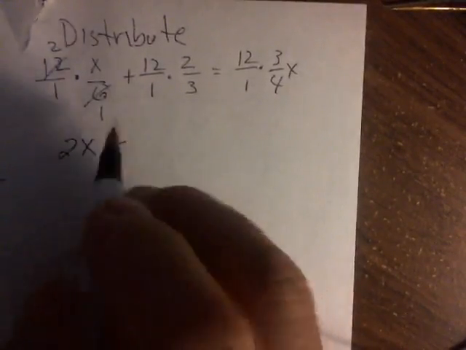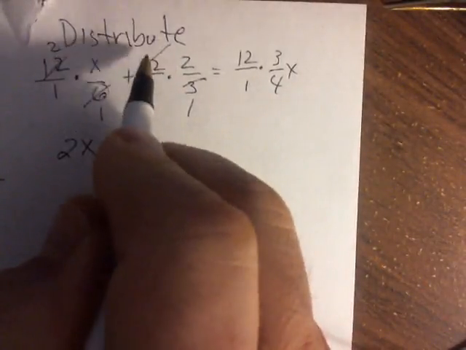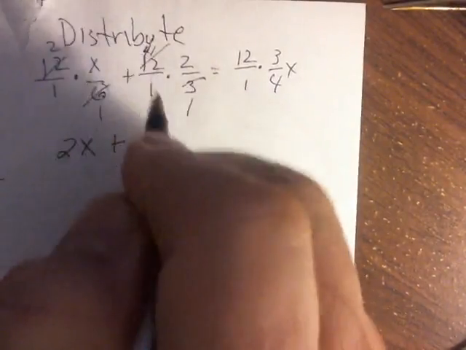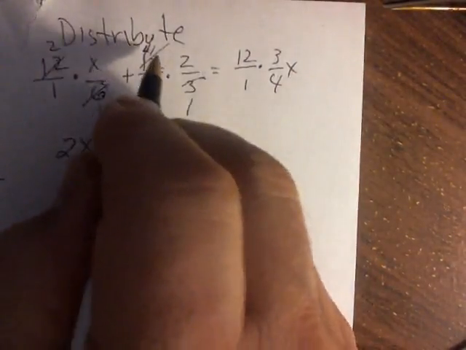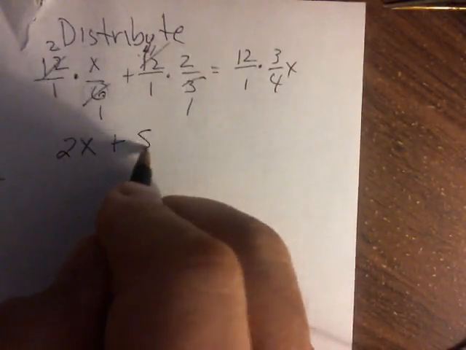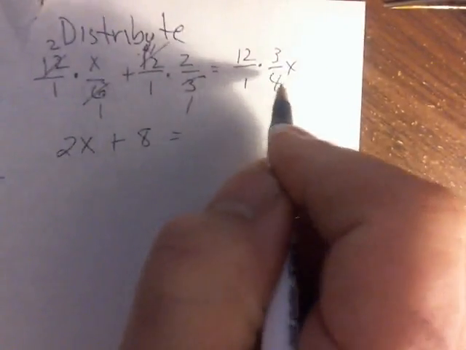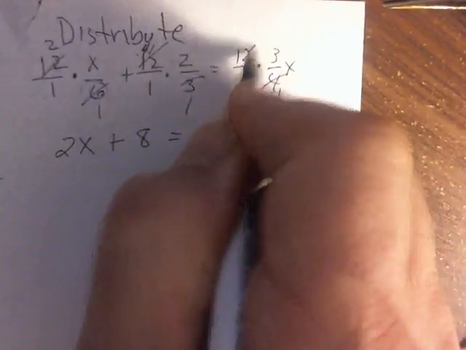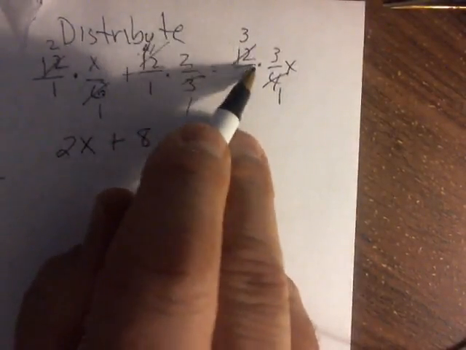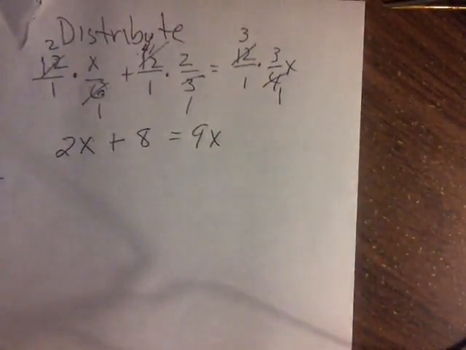Now I go to the next term. I can also reduce a 3 from here and a 3 from here. And that leaves me with a 4 up here. So what I'm left with is 4 times 2, which is 8. Over here, I can reduce the 4 by itself and the 12 by the 4. And I'm left with 3 times 3 times x, which is 9x.